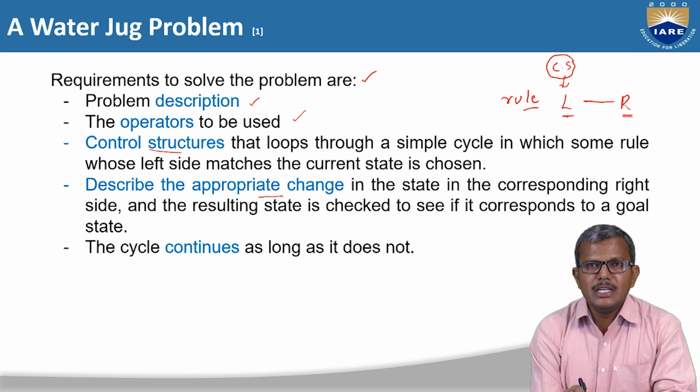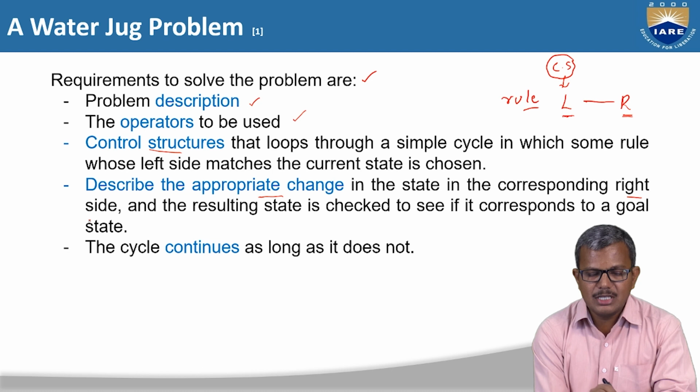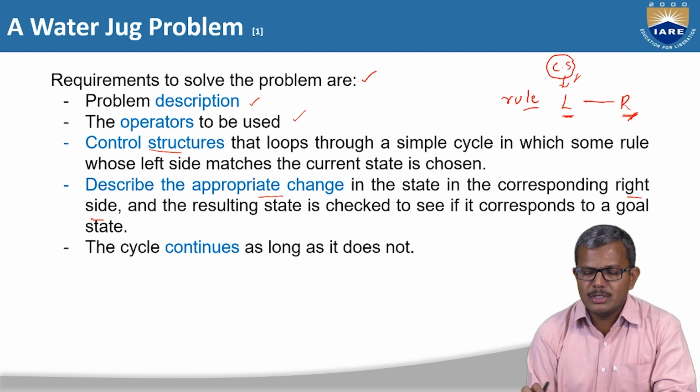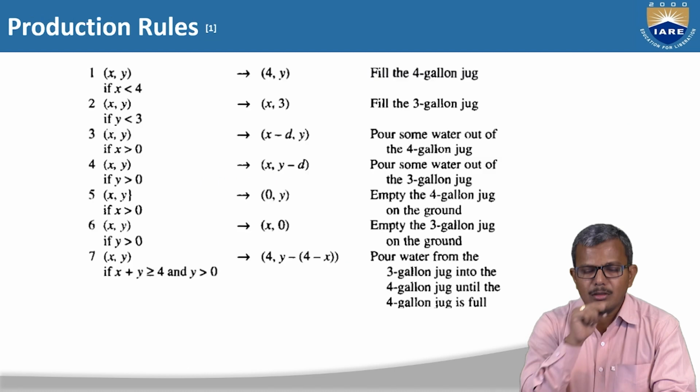Next, we need to describe the appropriate change in the state, which we are going to represent with the right hand side. Just now I mentioned it in a shortcut way: the left hand side of the rule tells about the current state, and the right hand side tells what will be the next state when you apply this rule to the current state. We keep on applying appropriate rules so that we can move towards the goal state. That's why we say the cycle continues as long as there are appropriate rules available, or until we have reached the goal.